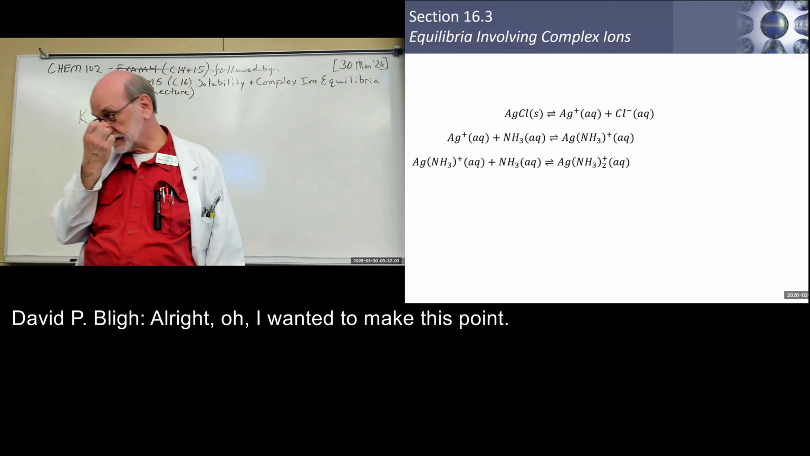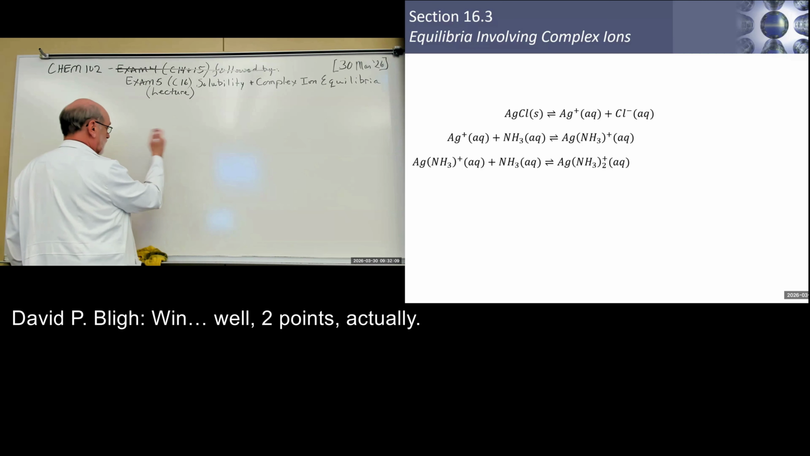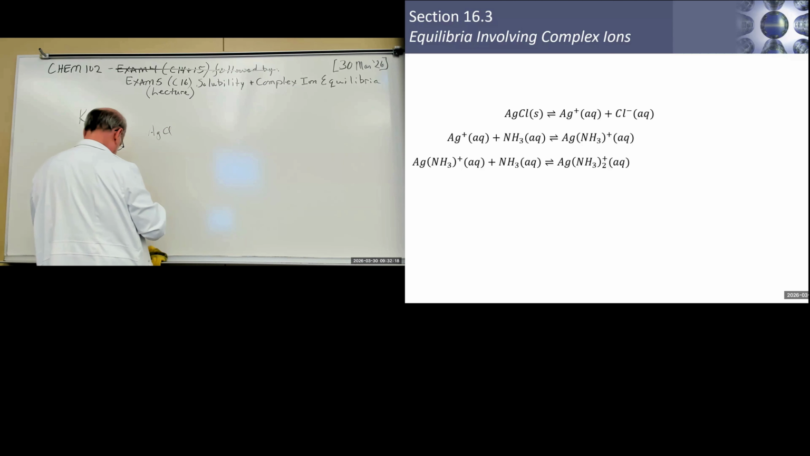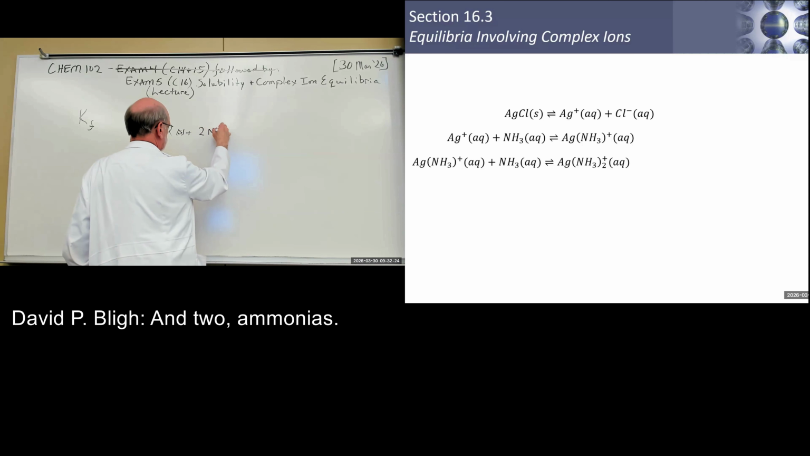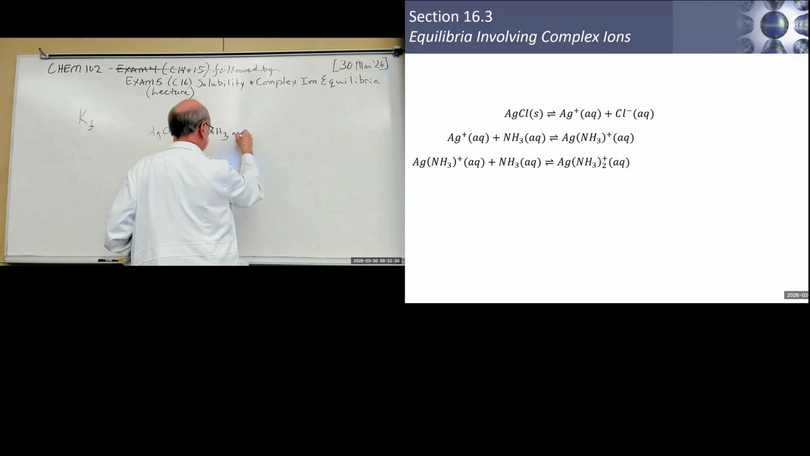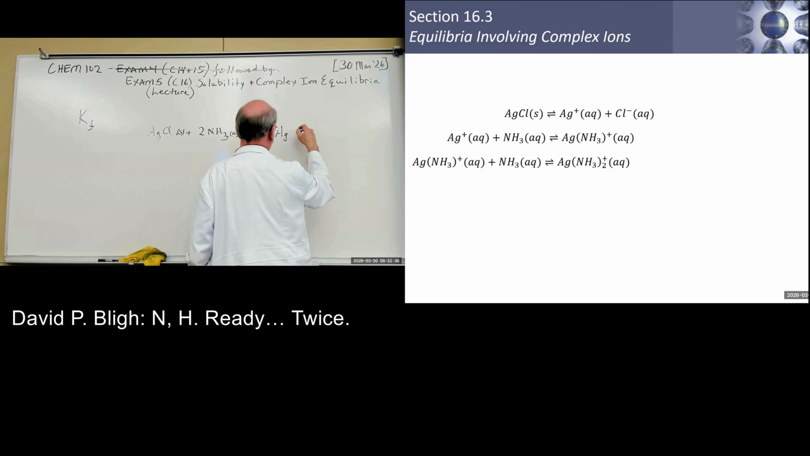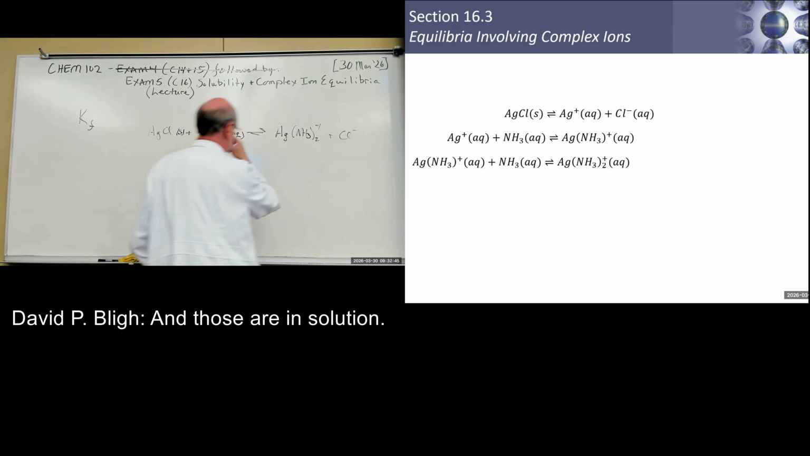All right. Oh, I wanted to make this point. Well, 2 points actually. When you combine silver chloride solid and 2 ammonias, and we're forming this complex ion, NH3 twice, and that's that one plus this one. And those are in solution.